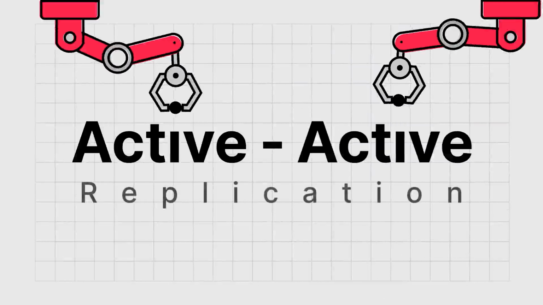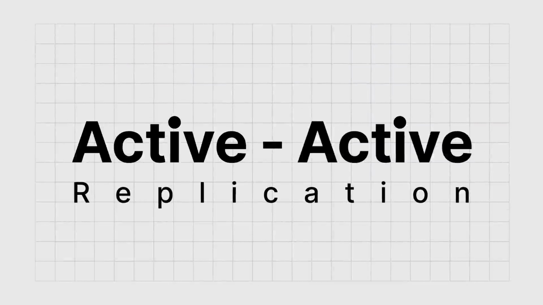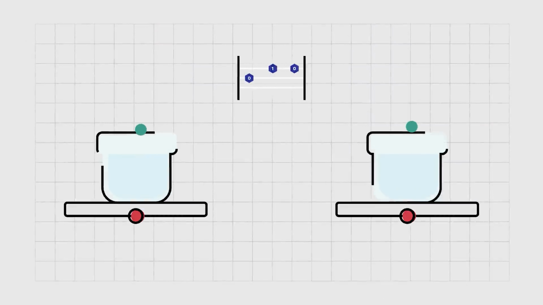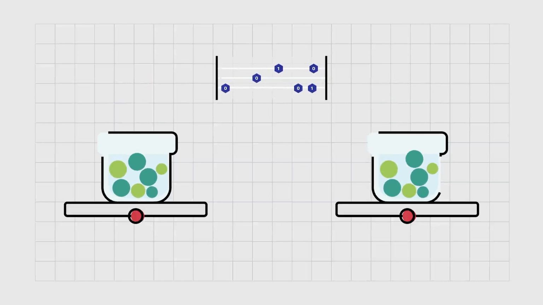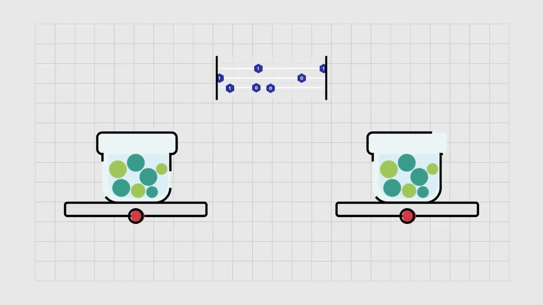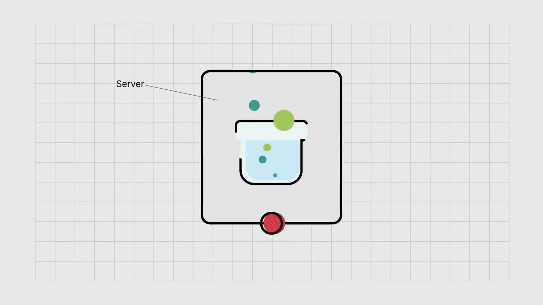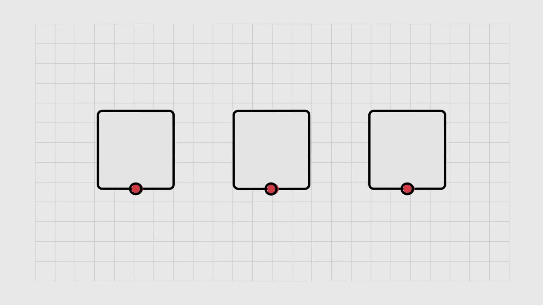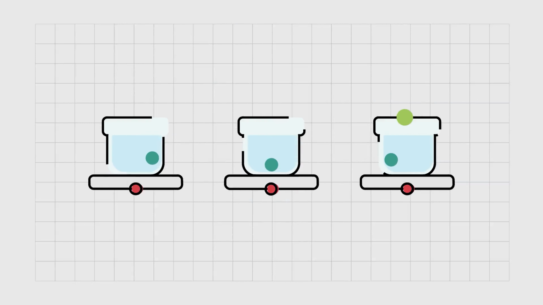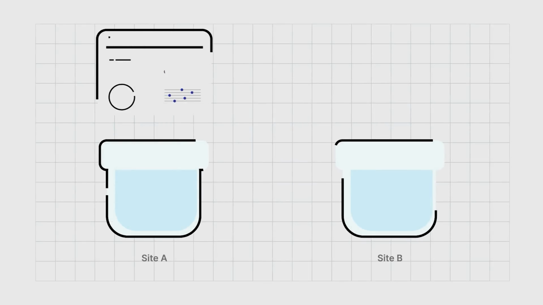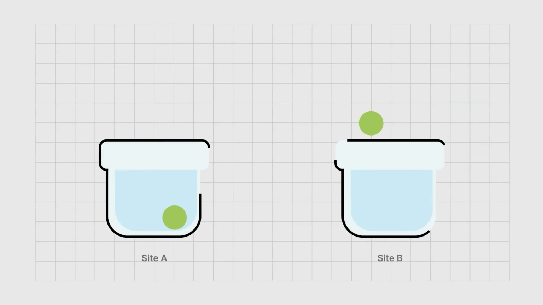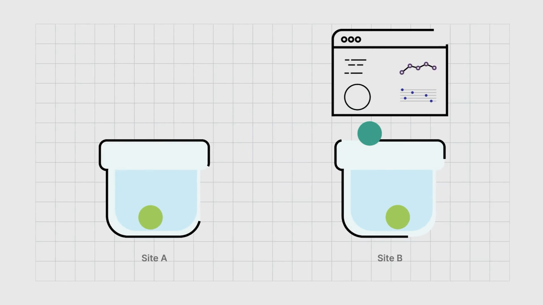MinIO active-active multi-site replication enables applications to simultaneously write objects to 2 or more locations with real-time synchronization, a capability not found in traditional SAN and NAS systems. With active-active replication, all data in a cluster is fully replicated between sites, and applications can write data to any location. If you have 2 sites, A and B, an object added to site A will be replicated to site B and vice versa.